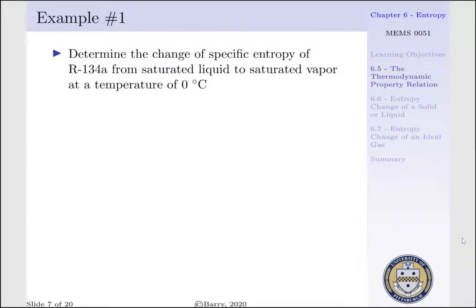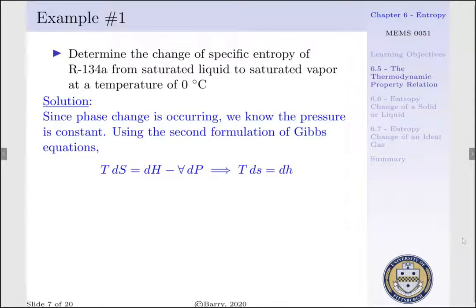Say we want to determine the change of our specific entropy of R134a, which goes from a saturated liquid to a saturated vapor at a temperature of 0 degrees centigrade. To do such, we would recognize that this phase change process occurs under constant pressure. Therefore, if we look at our Gibbs equations, we'd recognize the second would be most useful, for dP would drop out. Thus, if we look at the second formulation of Gibbs equations, TdS is equal to dH minus vdP, we'd have TdS is equal to dH, which is expressed on a per mass basis.